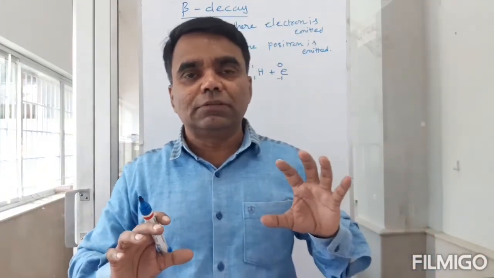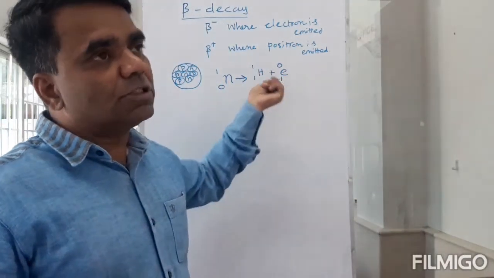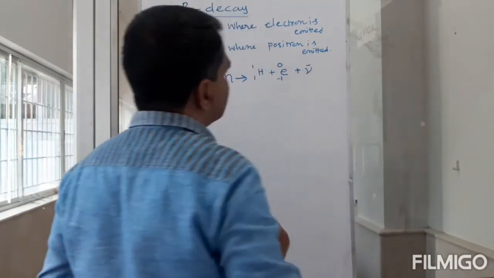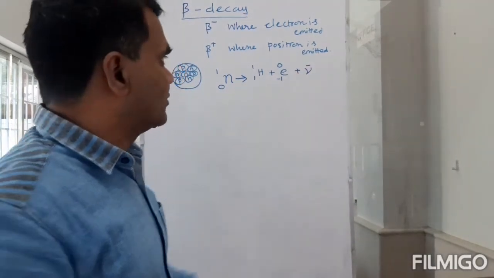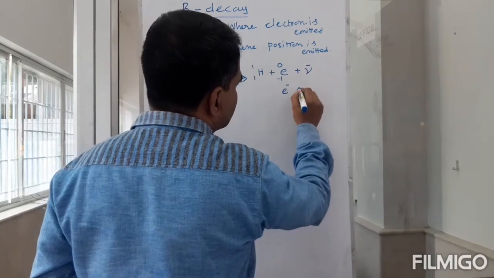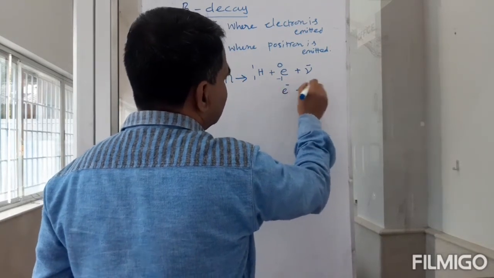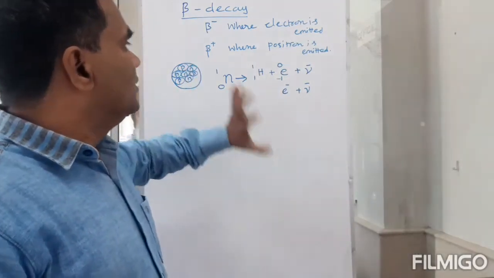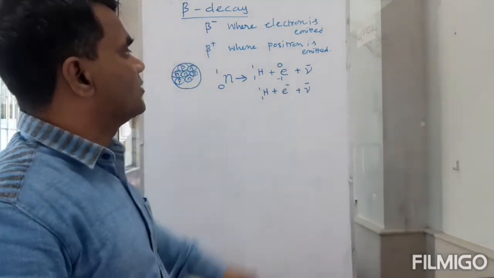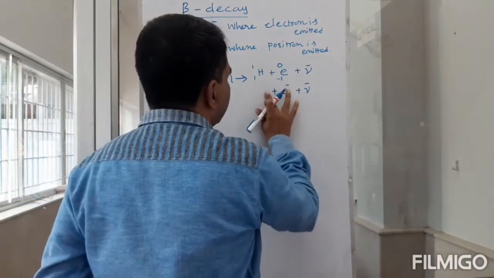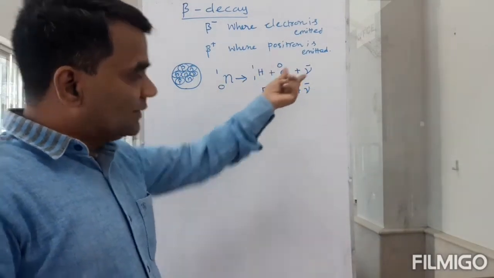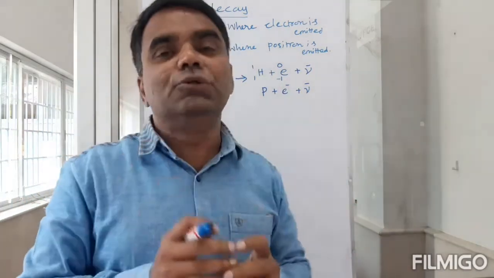So here, when an electron is emitted, you also have an antineutrino emitted. This is the antineutrino, a bar over it denotes the antineutrino. So generally, the way we write this is e minus for the electron, plus the antineutrino. Anytime you have an electron, you have an antineutrino too. Just keep that in mind. So I can also write this as 1H1, the proton, and this is the electron, and then the antineutrino. So these things together become a neutron.